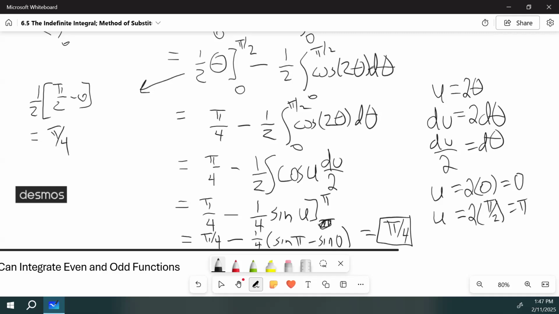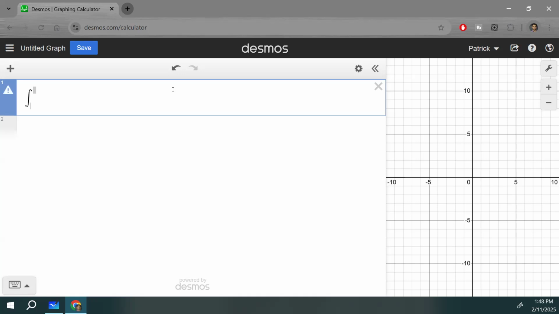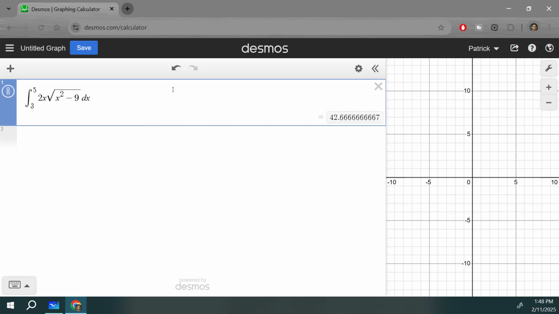Now, I wanted to show you something quickly on Desmos just to show why you have to change the limits of integration when substituting. So let me bring that over and you can check it out. All right, so let's suppose we wanted to do the integral from 3 to 5 of 2x square root of x squared minus 9 dx. Now it's 42.6 repeating.